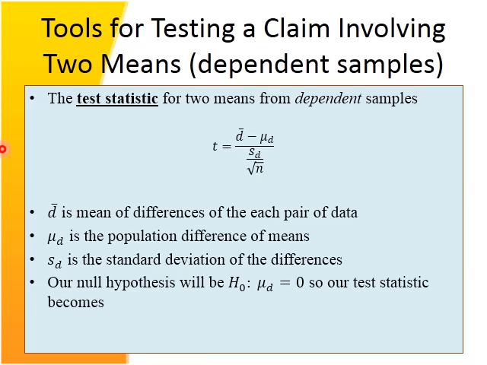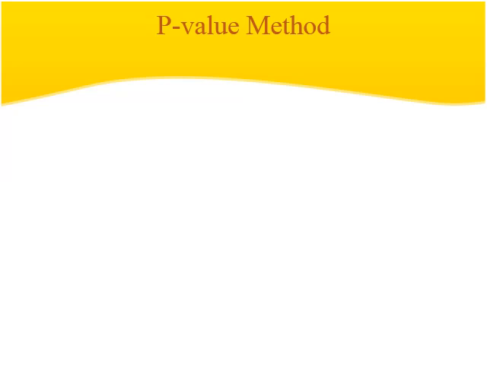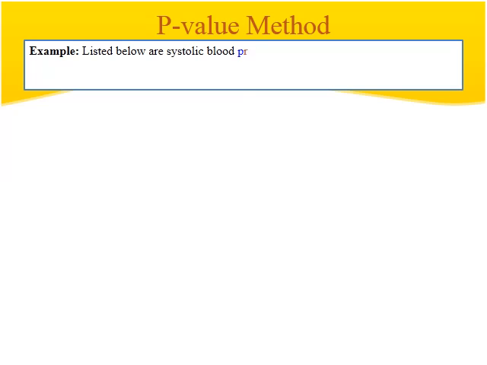Our null hypothesis is always going to be that the mean difference of the population is 0. So our test statistic becomes just D bar divided by SD over the square root of our sample size. So let's try this in an example.